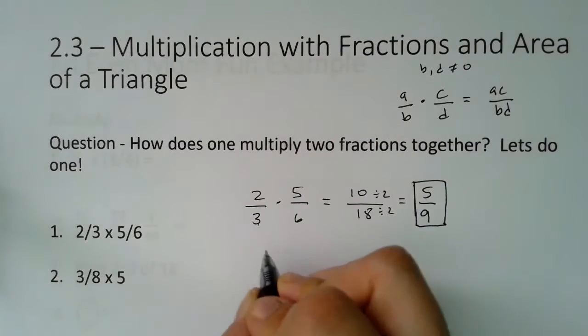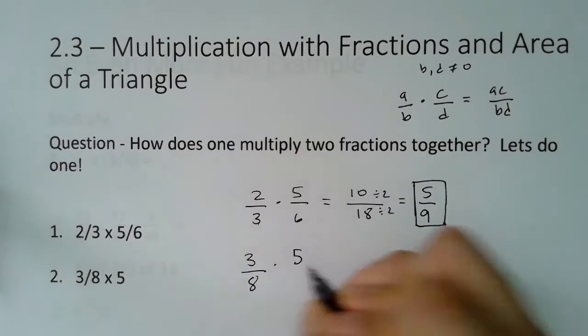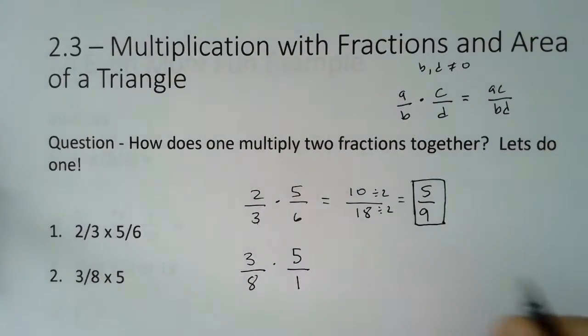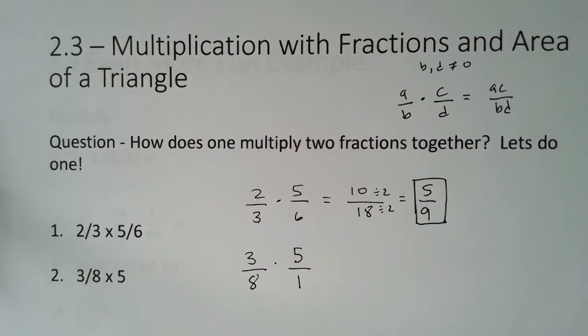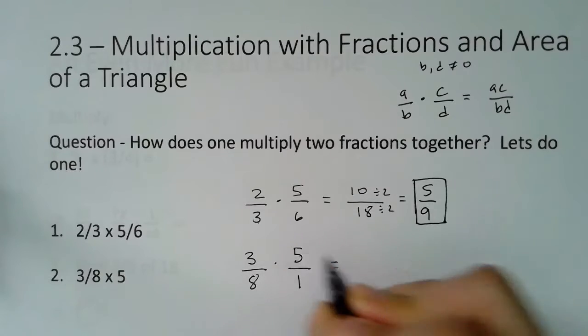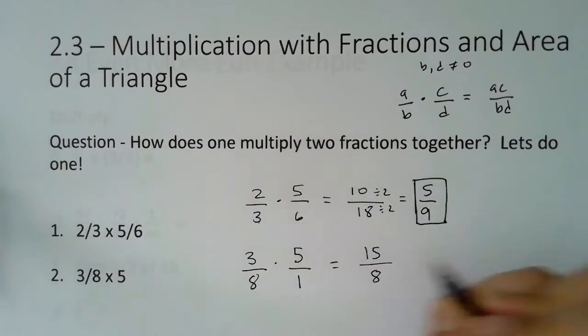All right, let's try another one. What if we had 3/8 times 5? 5 doesn't look like a fraction, but we can write it as a fraction if we write it over 1. And then we can go ahead and multiply like we normally would. So this would be 3 times 5 across the top, which is 15, and then 8 times 1, which is 8. And that's it.